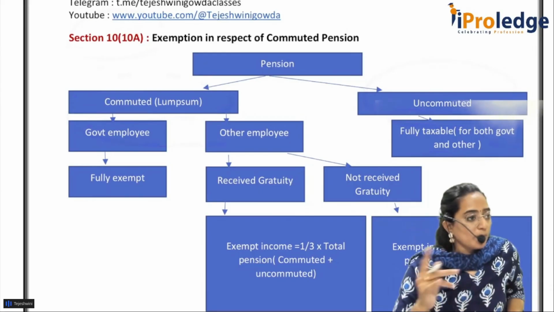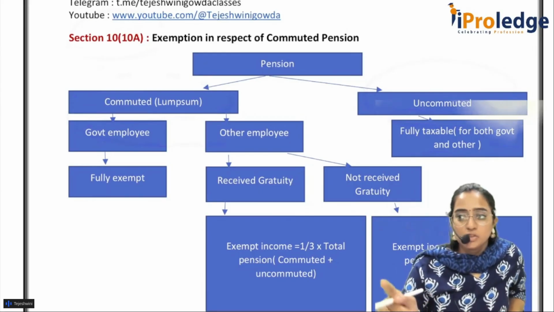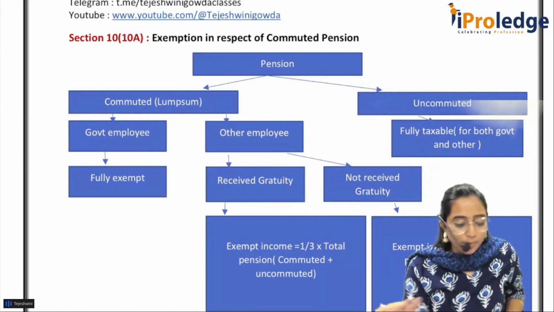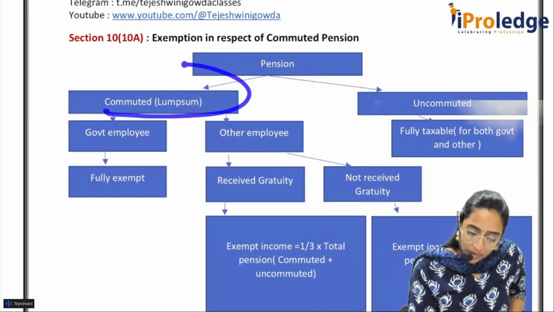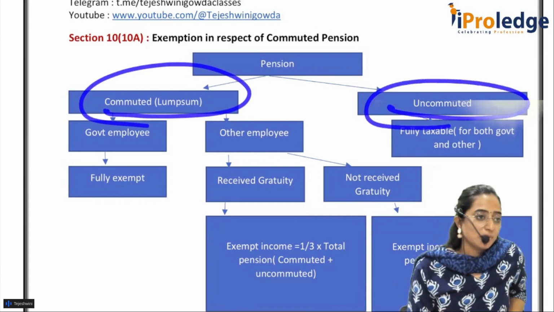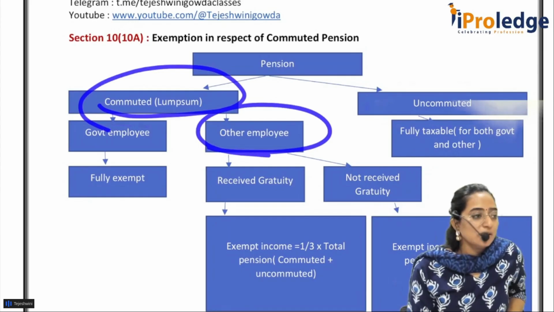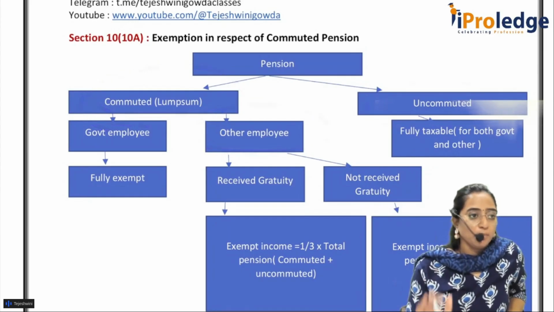Can I say for a government employee, only uncommuted pension becomes taxable. Commuted pension doesn't become taxable. For other employees, uncommuted pension also becomes taxable. Uncommuted pension for other employees is going to be considered under the points.